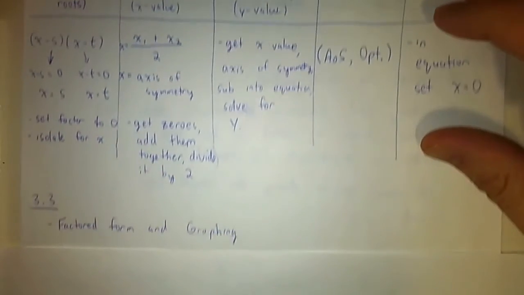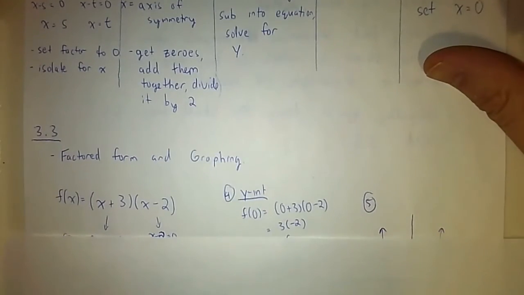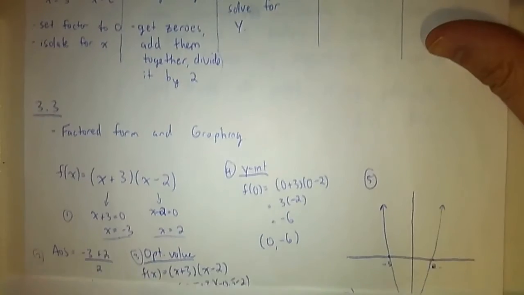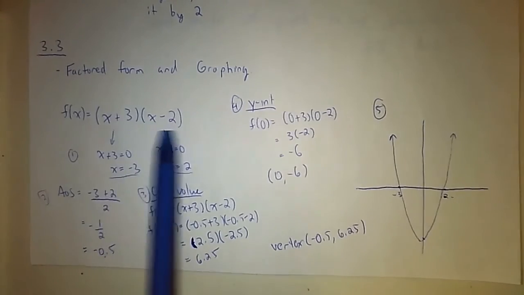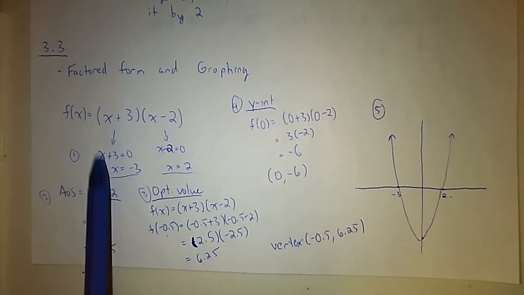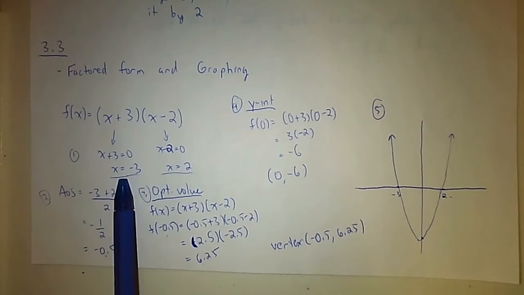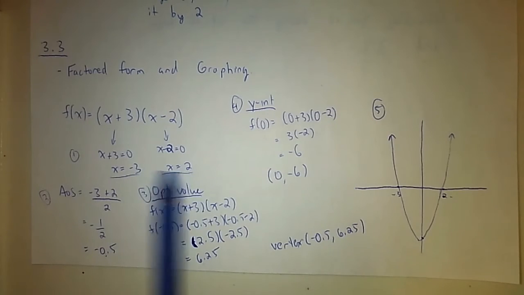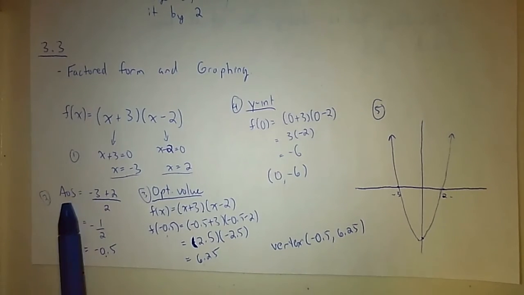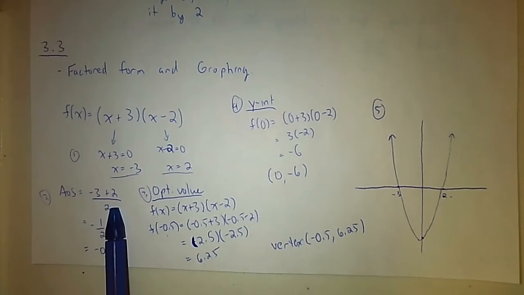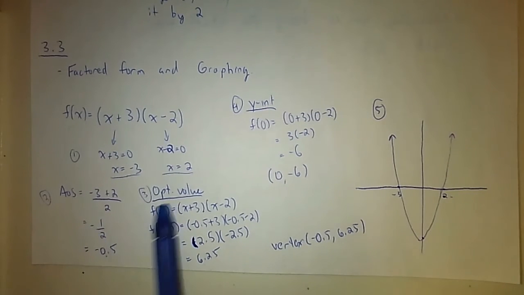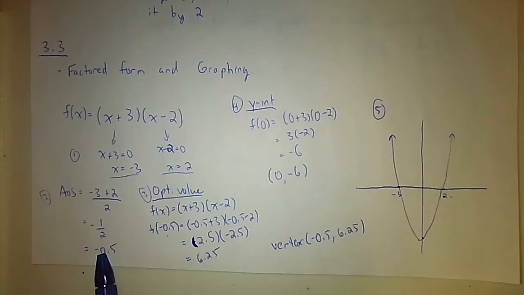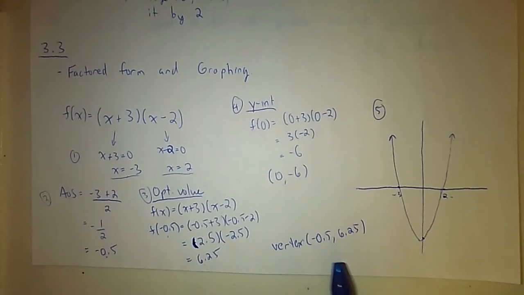Then for 3.3, we did factored form and graphing. And we just put all of this into motion. So this looks very daunting. But we started with this equation, let's say. So I get my factors, make them equal to 0. Isolate for x. So we get these two as our x-intercepts. Step 2, we find the axis of symmetry, we add them together, divided by 2, and I get this, negative 0.5 or negative half. To find the optimal value, I get that axis of symmetry, put it into the equation, and then solve for the y value, and we get our vertex.